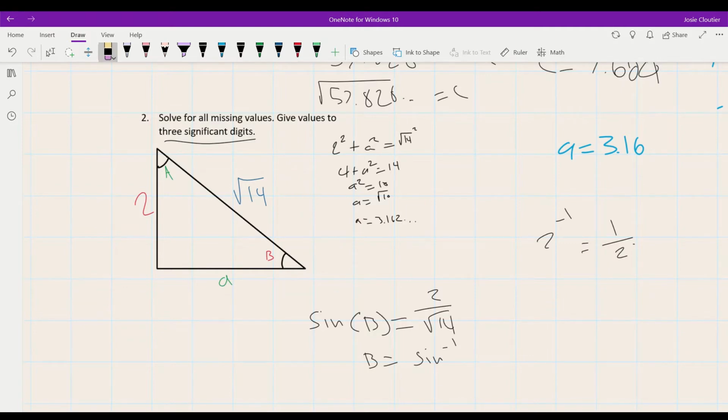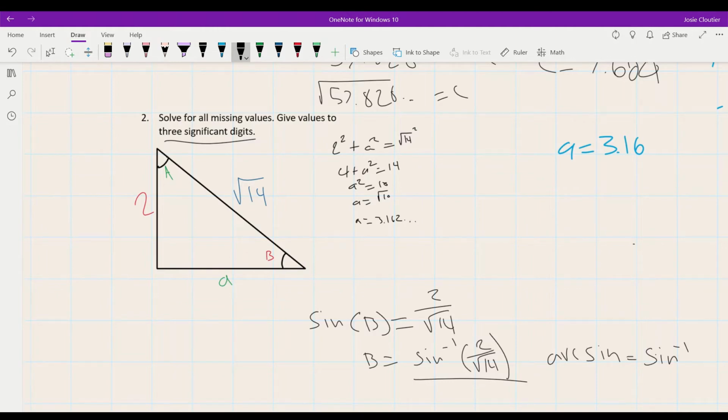So what we're doing is instead of dividing by sine, we're going to multiply by sine to the negative first power. So write sine to the negative first times 2 over square root of 14. So that's one way you can plug it into your calculator. Some calculators will instead have a button that says arc sine, and that is the same thing as sine to the negative first. Okay, so there's no difference.